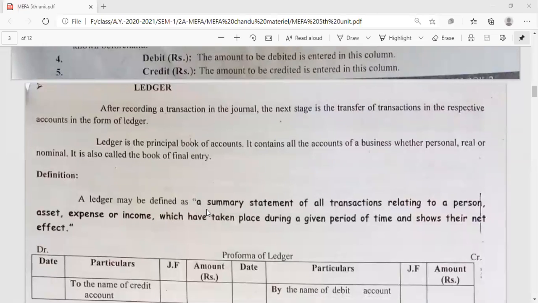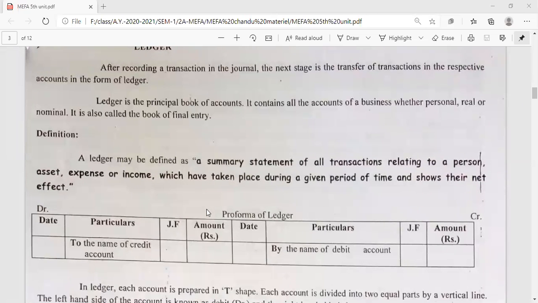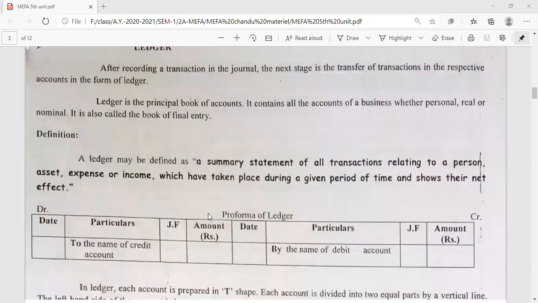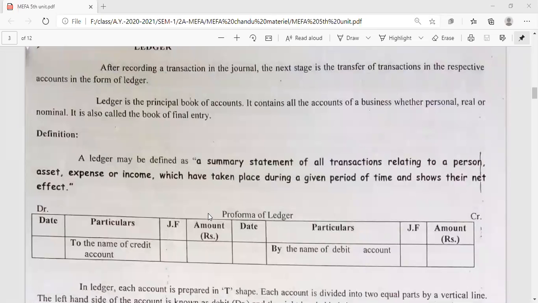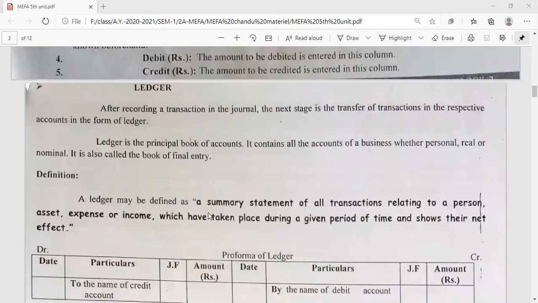Next you have to make the ledger also. See here, sorry, now it is the ledger time, right? After recording a transaction in the journal, the next step is transferring the transactions into the respective accounts in the form of a ledger. After writing the journal, you keep it aside, take the ledger book, and enter the transaction noted in the journal into the ledger book.